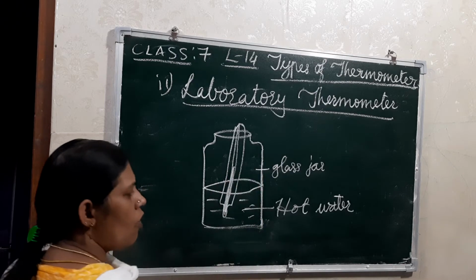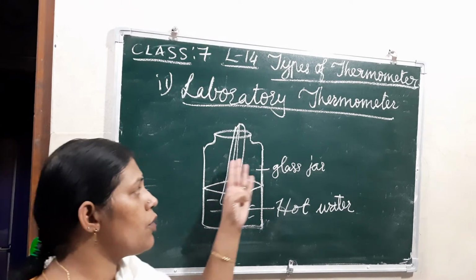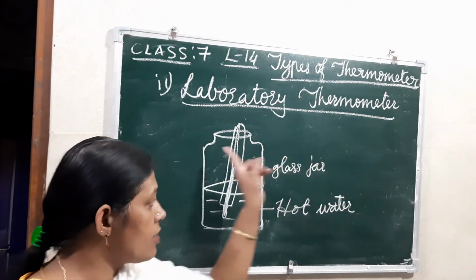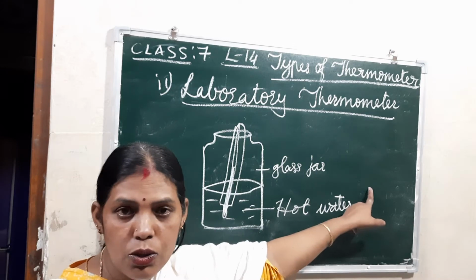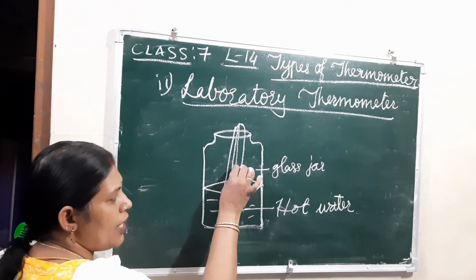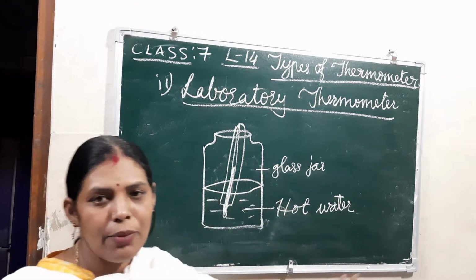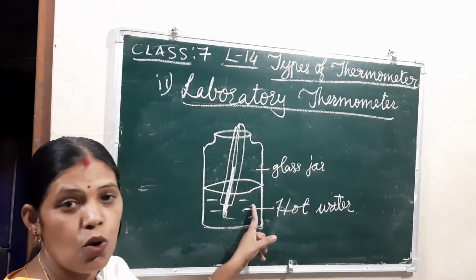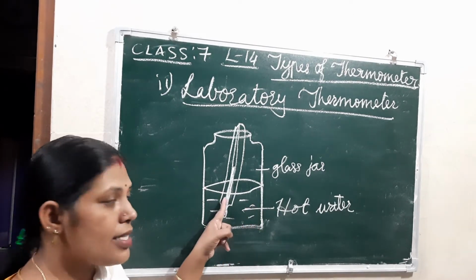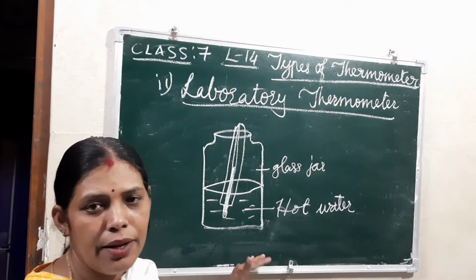Then after some time, take out this laboratory thermometer and observe it. What happens? The temperature level comes down, because outside the temperature is less. But here it was hot water, so the temperature rises up. Understood? This is the way the laboratory thermometer is used.